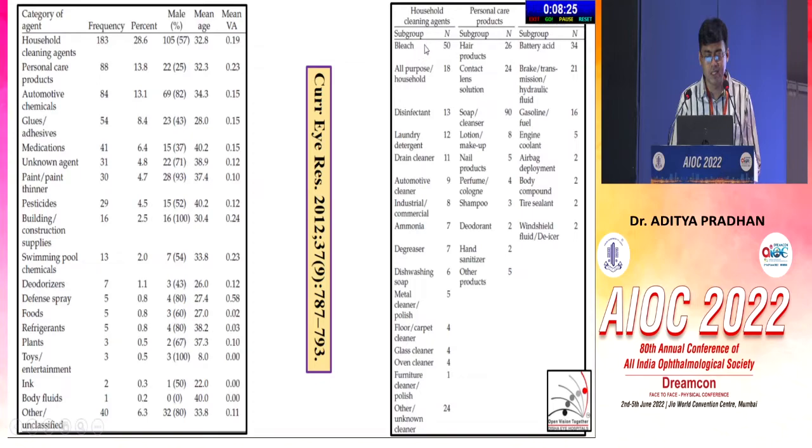If you look at the details of the household cleaning agents, the most common was bleach, which is a very strong alkali. There are certain all-purpose cleaners, disinfectants, and laundry detergents which make up around 15 to 20% each. In personal care products, hair products like coloring dyes were most commonly implicated. In the automotive group, the splash of battery acid, which is basically strong sulfuric acid, was most commonly implicated as the causative agent.